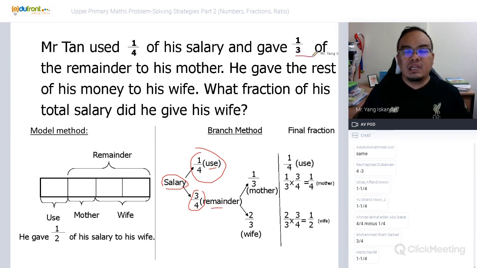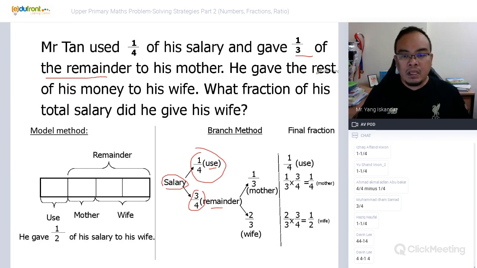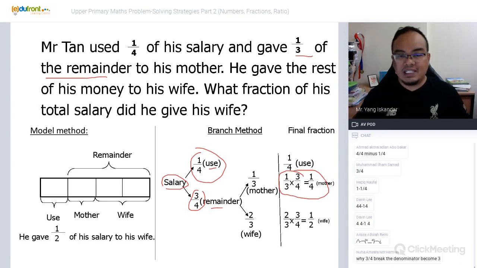Because the question says 1/3 of the remainder. So the remainder is 3/4. You cannot say 1/3 of 1/4, no. Or 1/3 of the total, no. 1/3 of the remainder, so the remainder is 3/4. So 1/3 of the remainder means 1/3 times 3/4, and you get 1/4.